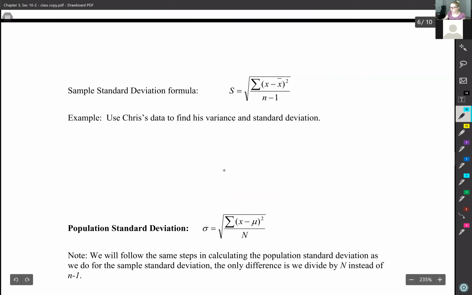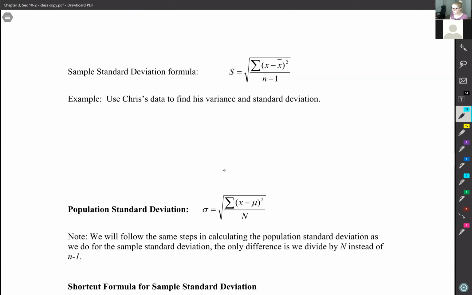But after that, there's also a formula for population standard deviation. So remember at the beginning, we talked about the difference between using the whole population and using just a sample, and how when you use just a sample, it's called a statistic, and when you use a population, it's called a parameter. So here, there are two different formulas for standard deviation. They are barely different, but one is for a sample and one is for a population. So I'm just going to quickly point out the difference here.